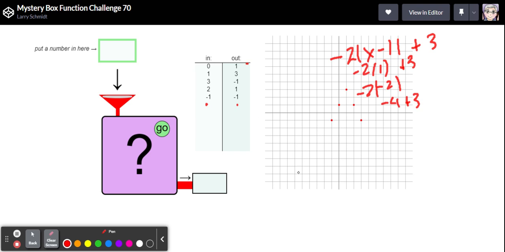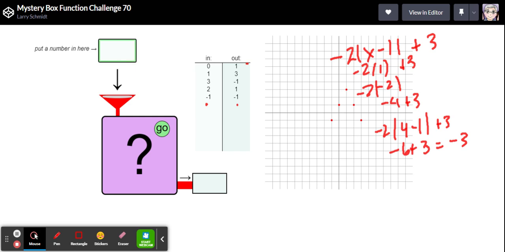Maybe we should try to predict one just to be sure. This is looking pretty good, but let's say we do the next one out. Let's put in a 4. So -2 times the absolute value of 4 minus 1 plus 3. So 4 minus 1 is 3, +3. And then times -2 is -6 plus 3 would equal a -3. So if I put in a 4, I should get out a -3. Let's see if that's the case. And there's -3. All right, I'm convinced that we've got this now.